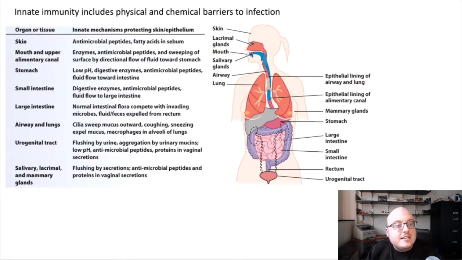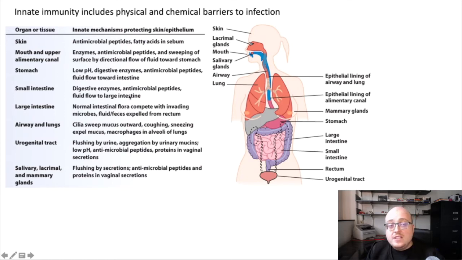So in the next slide, what I want to show you is that our barrier surfaces, in addition to being barriers, have a number of chemical strategies that prevent colonization of our tissues by pathogenic microbes. And so there's a lot of them here. You can read them, no need to memorize all of them, but you can see that the chemical strategies that our tissues take are adapted to the different microenvironments that exist in different parts of our body.